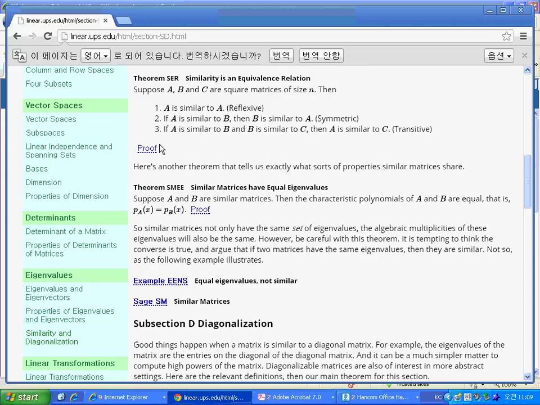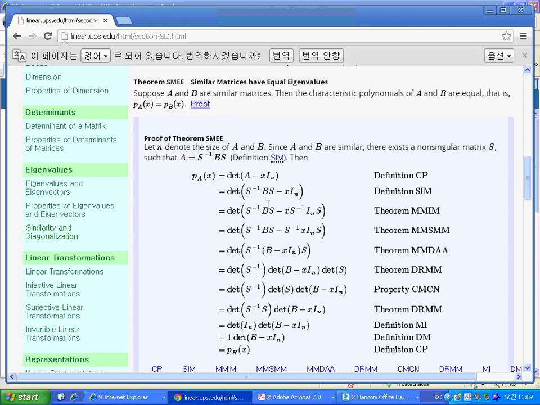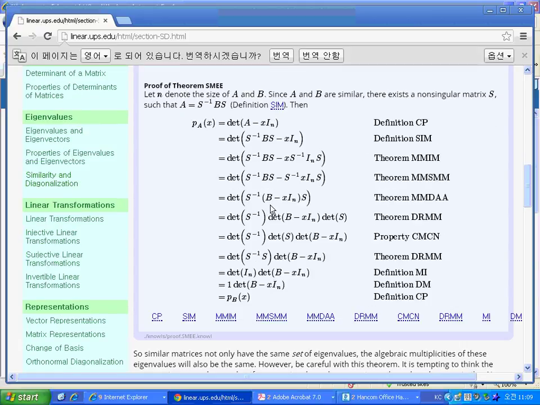There are lots of places you can click on things in the book. The proofs are always sort of hidden away. There's the same proof that Professor Lee just showed you. There's more detail.